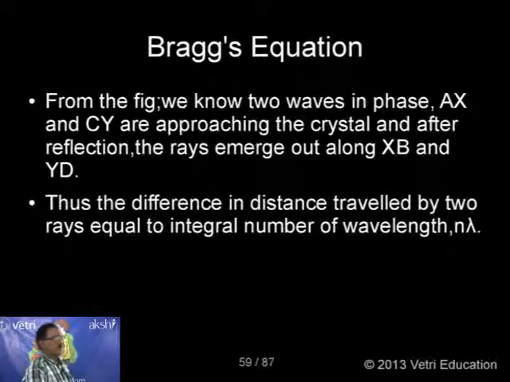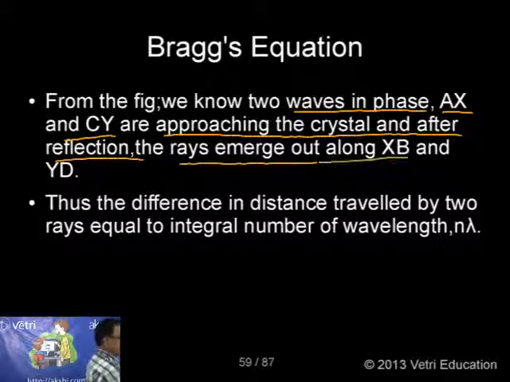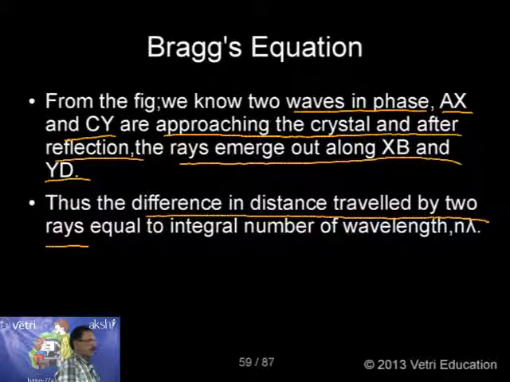From the diagram I have shown, we know that two waves in phase, AX and CY, are approaching the crystal, and after reflection the rays emerge out as XB and YD. Thus, the difference in distance traveled by the two rays is equal to an integral number of wavelengths, that is n lambda. This is the very interesting information given by the Bragg equation. Let me explain with the diagram so you can understand that.